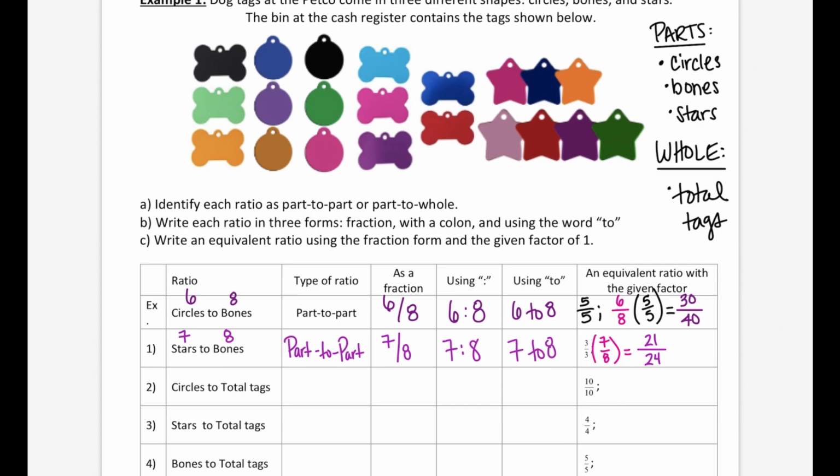Number 2, the number of circles to the total tags. Well, we already know there's 6 circles, but how many total tags are there? Let's quickly count. 1, 2, 3, 4, 5, 6, 7, 8, 9, 10, 11, 12, 13, 14, 15, 16, 17, 18, 19, 20, 21 total tags.